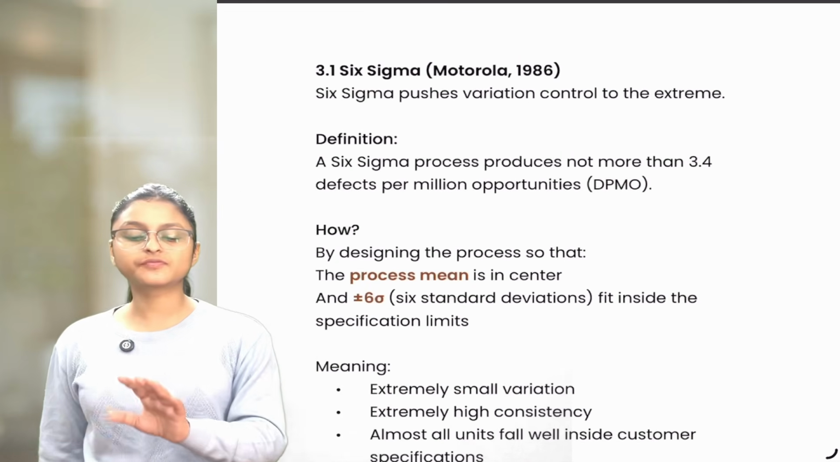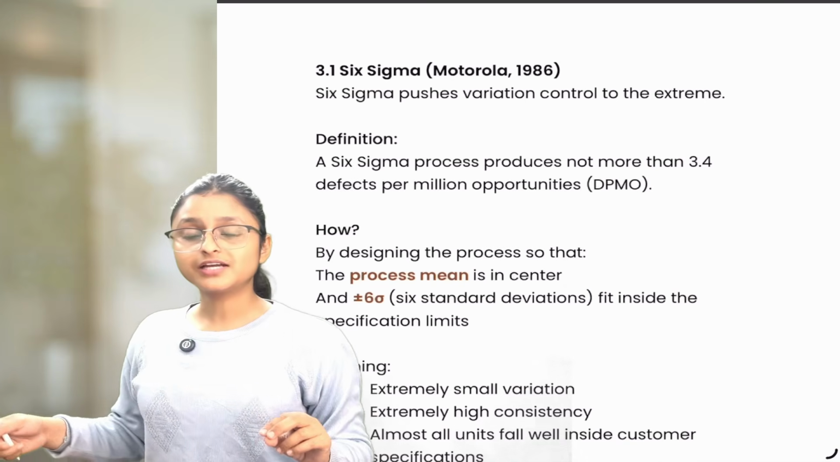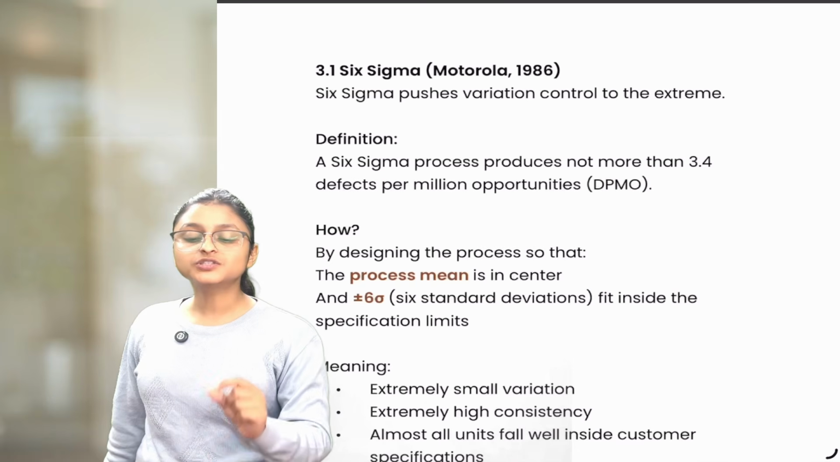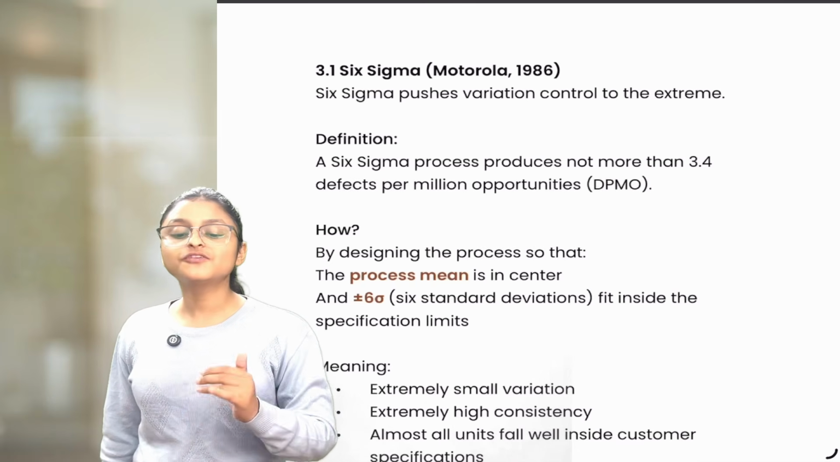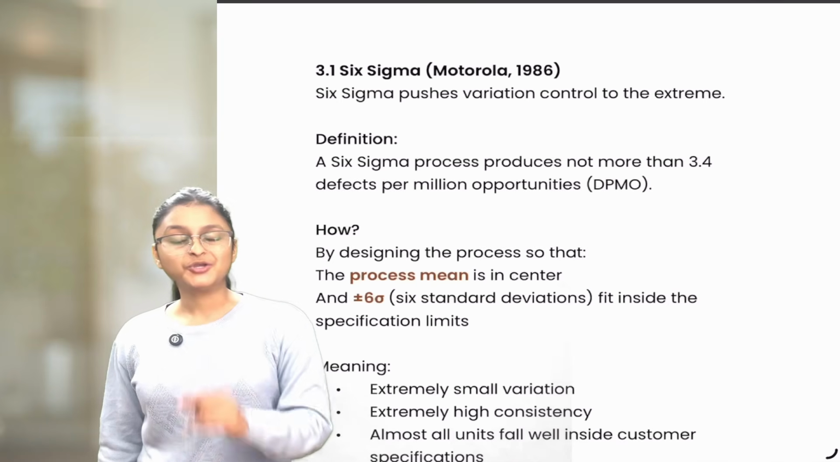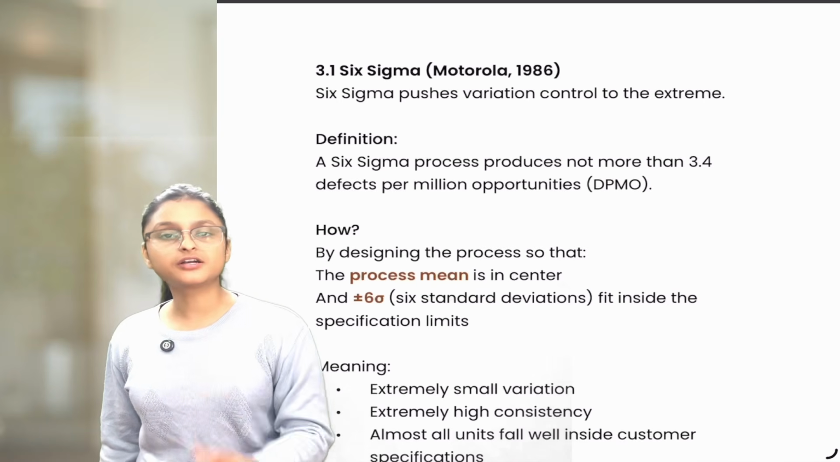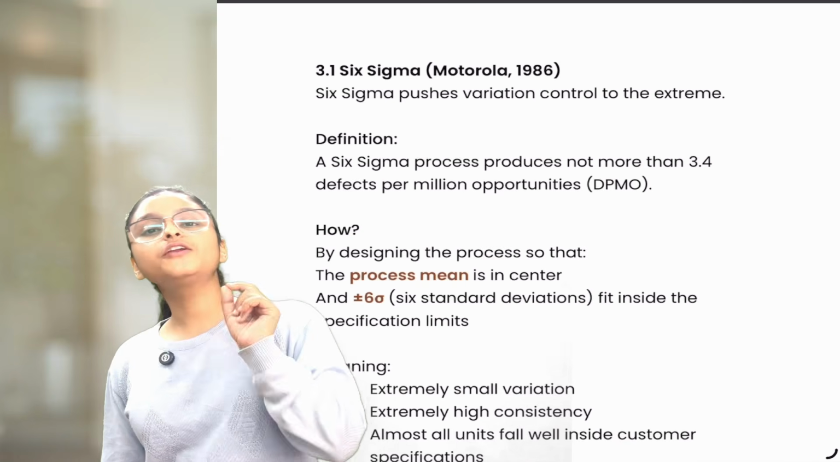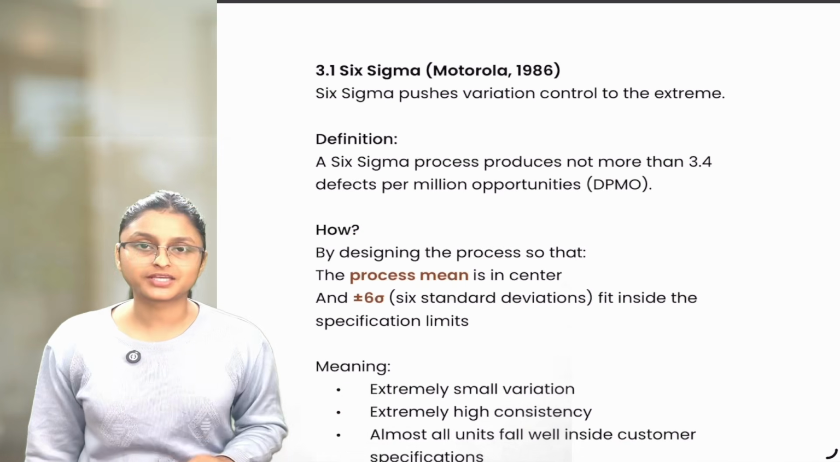Six Sigma pushes variation control to the extreme. We are taking it to the extreme. A Six Sigma process produces not more than 3.4 defects per million opportunities. In 3 Sigma, you had 2700 defects per million. But with the help of Six Sigma, only 3.4 defects per million are happening.